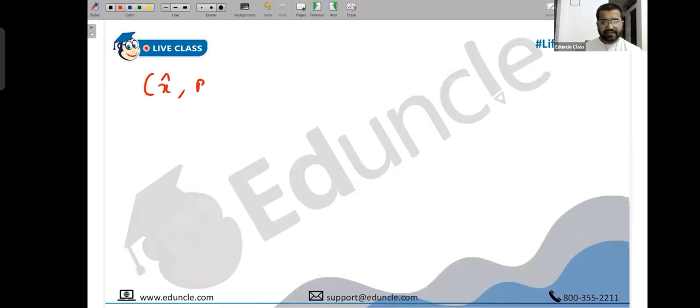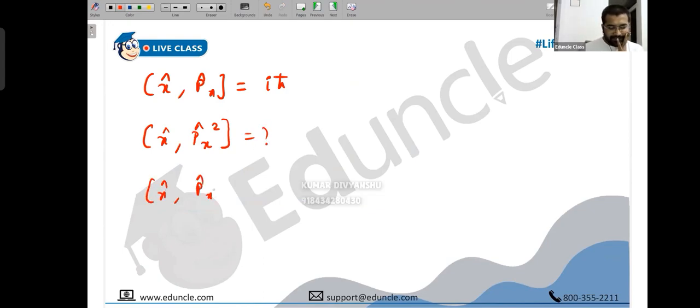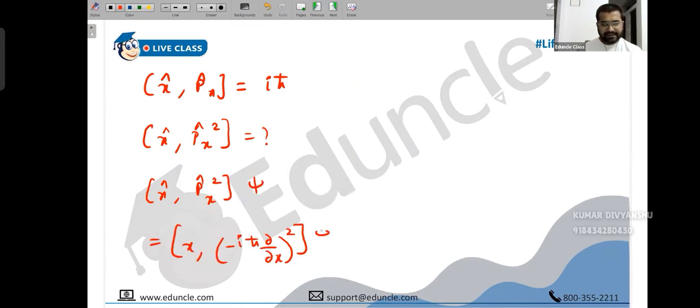So the first value that we had got was x cap comma p cap x, which was just i h squared, and then you had multiple values. Now let's calculate what happens if I have x cap comma p cap x squared. This one has a square value. So this is x cap comma p cap x squared into psi. X cap is x. P cap x is minus i h dou by dou x, the whole square, psi.